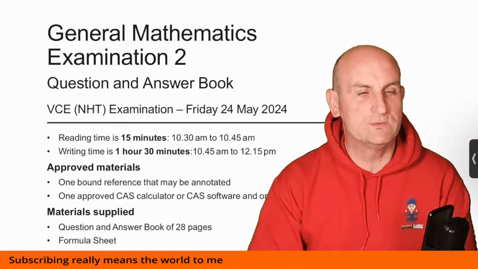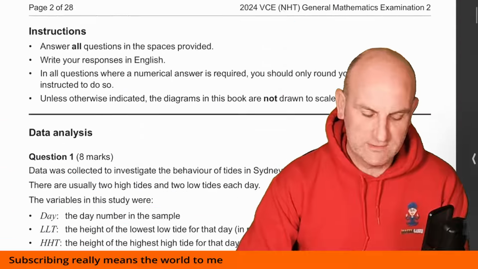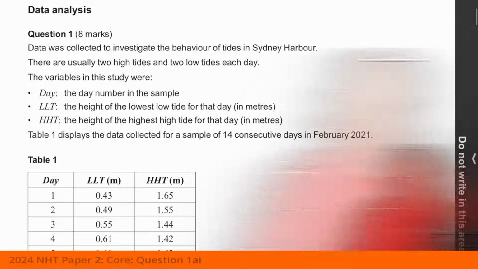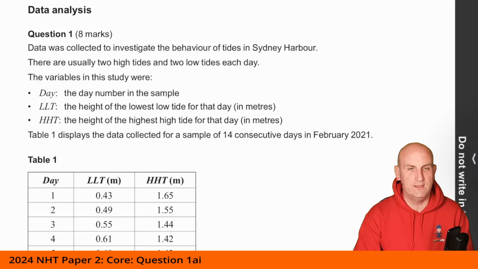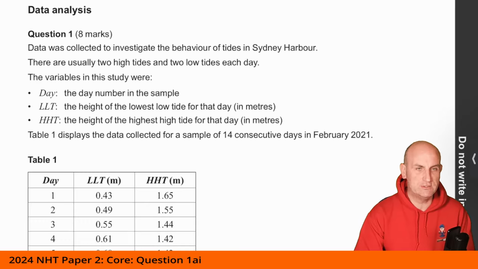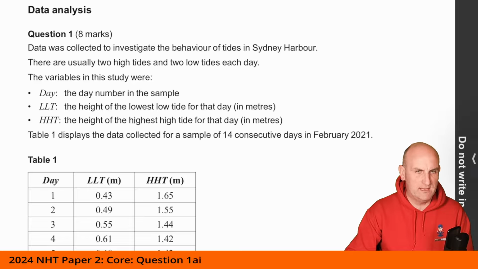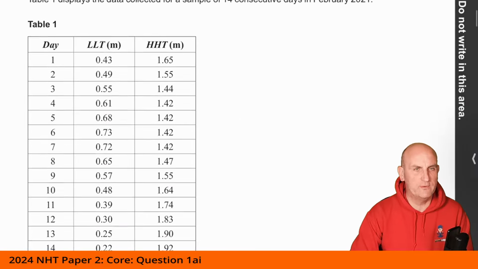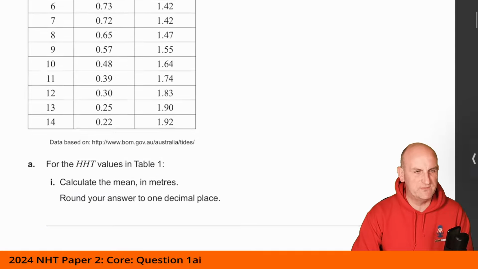Right, so this was 1 hour and 30 minutes and 15 minutes reading time. Hopefully it's not going to take me too long to get through it. Data analysis. Data was collected to investigate the behaviour of tides in Sydney Harbour. There are usually 2 high tides and 2 low tides each day. The variables in this study were day, the day number in the sample, LLT, and HHT. Table 1 displays the sample of data collected from 14 places. There we go. That's my 14 pieces of information.